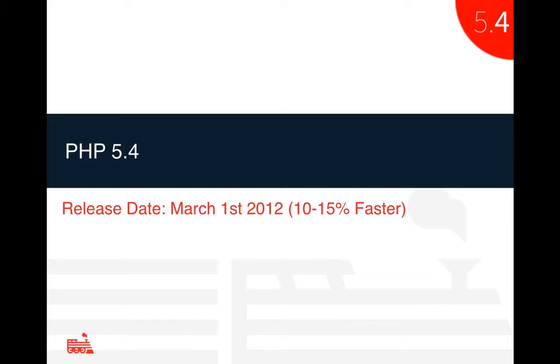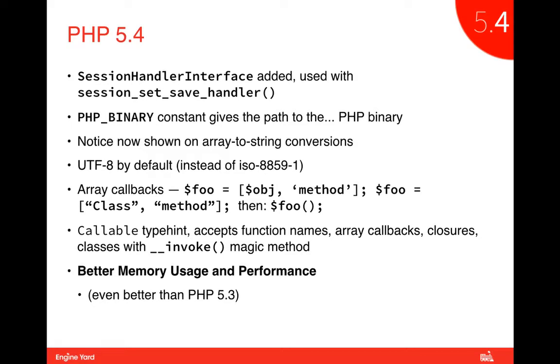5.4, I'm going to skip through the small stuff for all the versions, and then we'll go deeper into all this stuff. So it was released March 1st, 2012, again, up to 15% faster than the previous release. So now we're talking a cumulative 30%, which is kind of incredible. Session handler interface was added, so if you've ever done a custom session handler, it's now way easier. PHP binary constant, which gives you the path to the PHP binary if you ever need it.